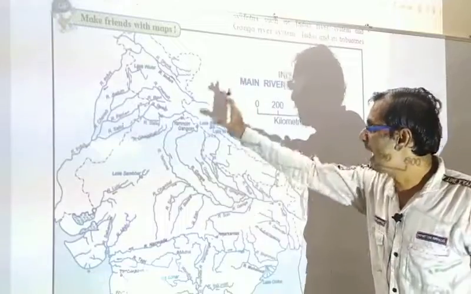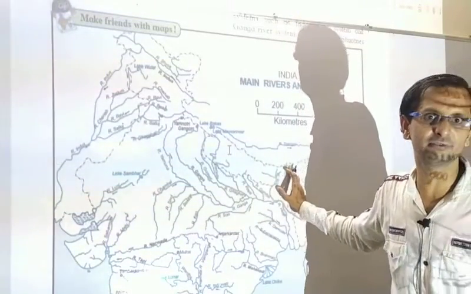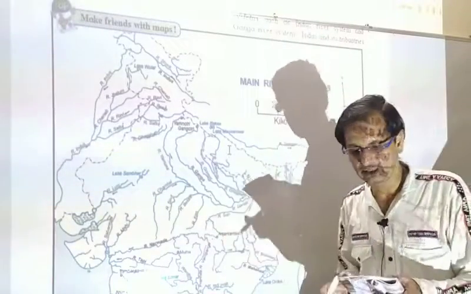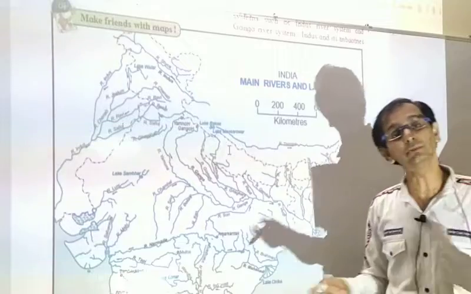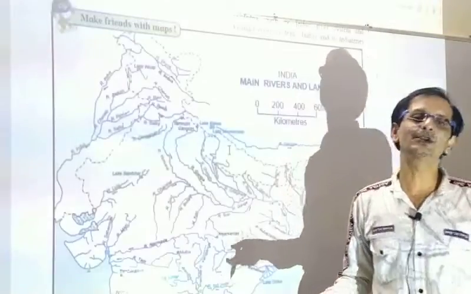And they never face drought or famine because of the perennial nature of the rivers. Now they flood during monsoon too. In monsoon also they get rain. They get rain, so obviously they flood.